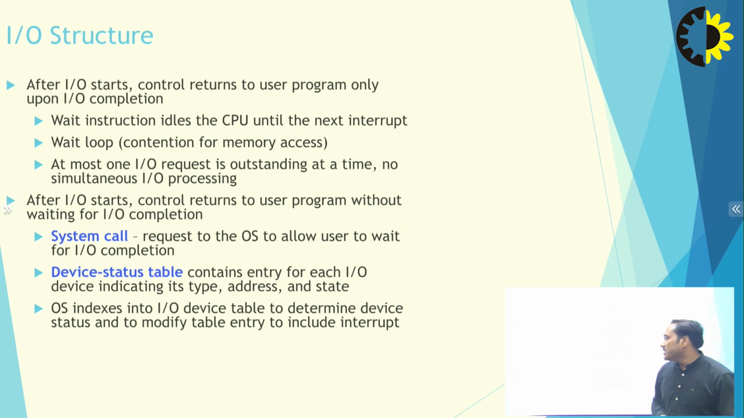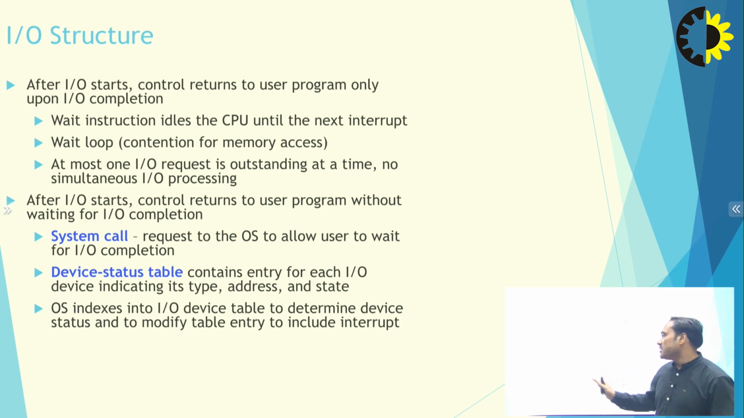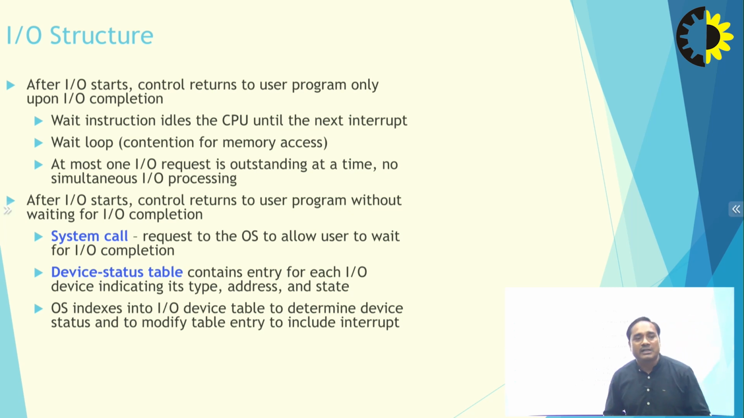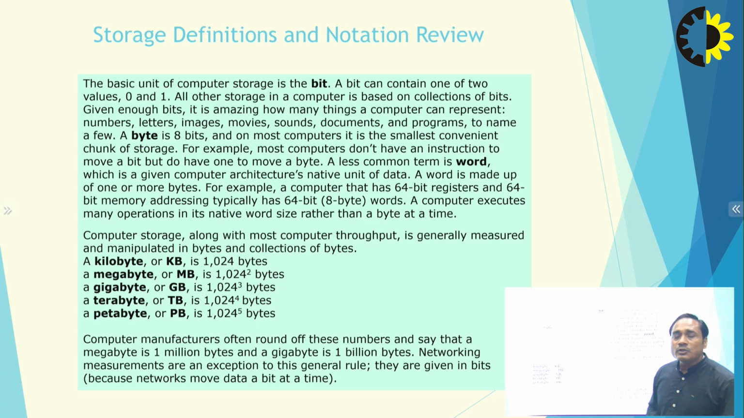Now the device status table. In the device status table, we are basically checking the device status, which types of devices are available and which types of devices are used by the operating system. So in the device status table, you can get detailed information about the devices, whether the device is free or used. And the last one I am going to discuss is the storage definition and notation.